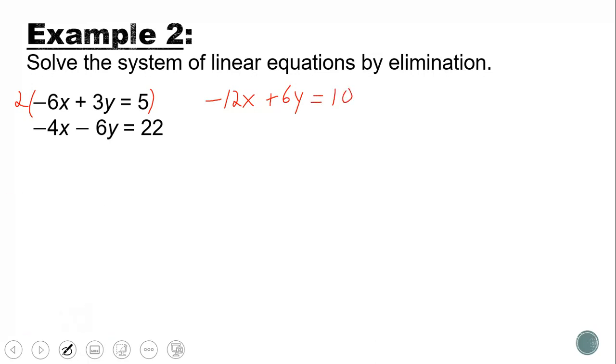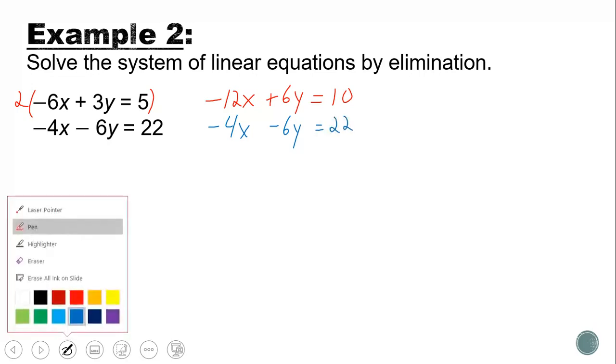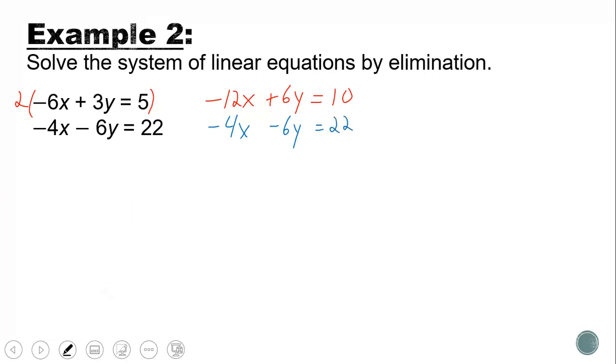My second equation, I don't have to change anything here. Negative 4x minus 6y is equal to 22. But remember, my whole goal is to have opposite coefficients, which I have right now. I have a positive 6 and a negative 6. From this point, take your two equations, add them together. My y's will cancel, which is my goal, always eliminate a variable. Negative 12x plus negative 4x is negative 16x. 10 plus 22 is 32.